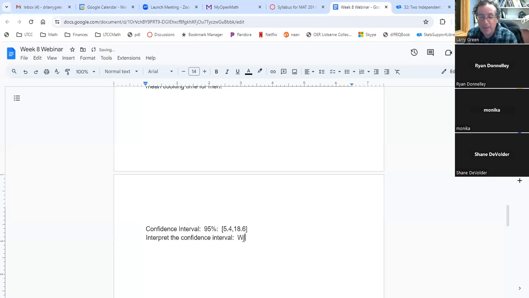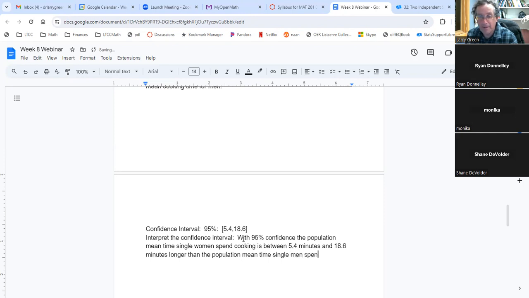Okay. To interpret the confidence interval, we can say with 95% confidence, the population mean time a single woman spends cooking is between 5.4 minutes and 18.6 minutes longer than the population mean time single men spend cooking. Any questions on this confidence interval? Any questions?